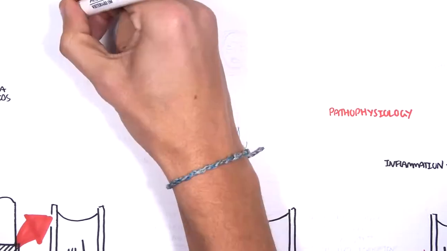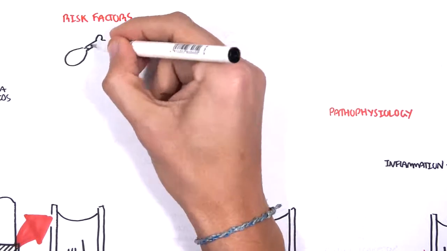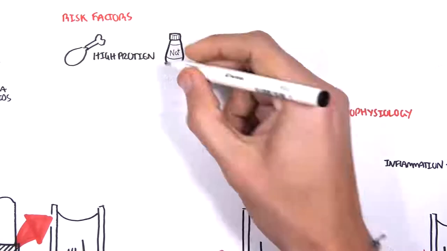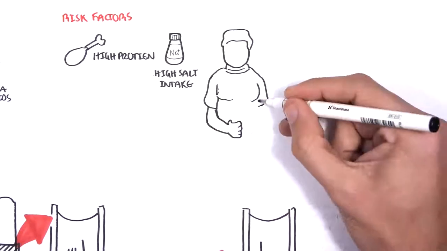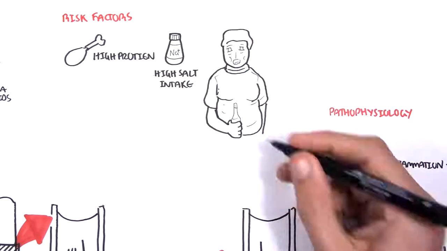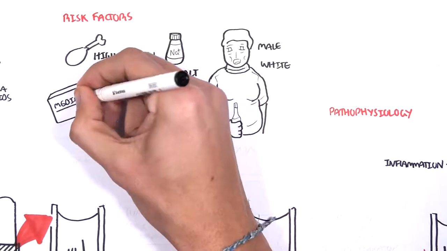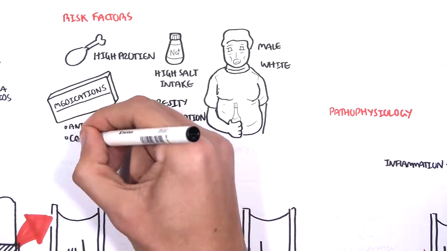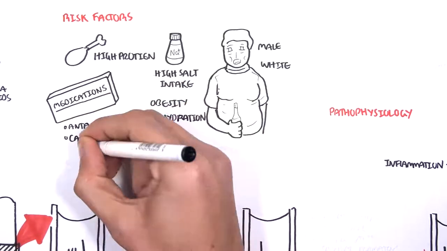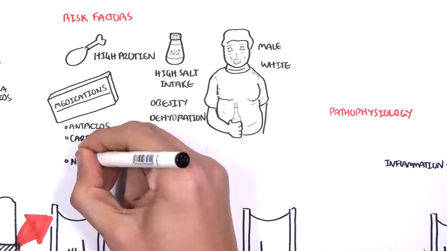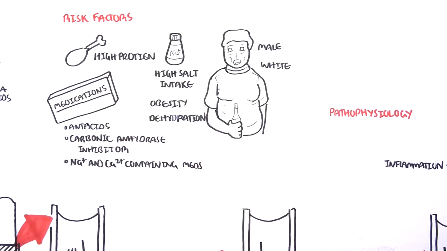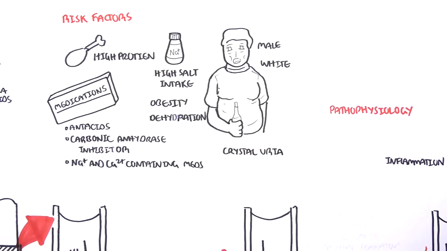The risk factors for developing a kidney stone include a high protein diet, high salt diet, male Caucasian, obesity, dehydration, medications including antacids and carbonic anhydrase inhibitors. Sodium and calcium containing medications also increase the risk of developing kidney stones. Crystalluria is also a risk factor, as well as having a family history.